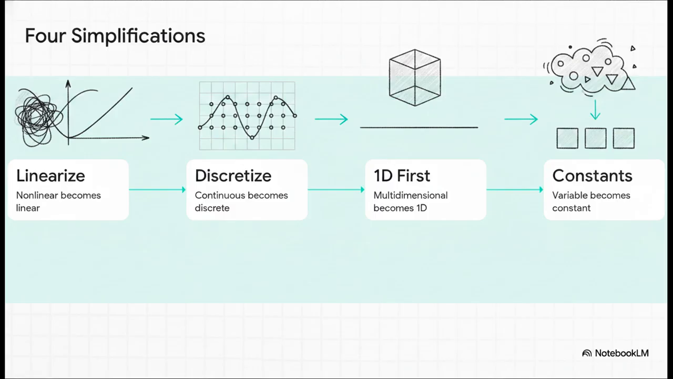It's a bit like stripping a highly complex machine all the way down to its barest bolts. We temporarily pretend that unpredictable nonlinear forces are just simple linear ones. We pretend that continuous space is a discrete grid, that multidimensional objects can be mapped in one dimension first, and that highly variable conditions are just flat constants. Now, obviously, we can't change the reality of nature, but if we can solve the simple, blocky version of reality first, we can start rapidly closing in on the actual truth.